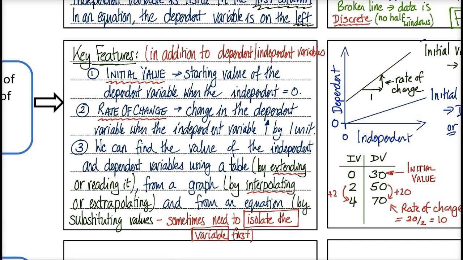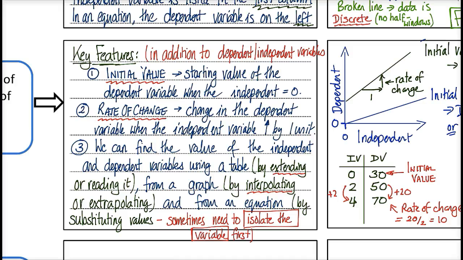If the values that we're interested in are already in the table or between the values of a table, we can just read from it or estimate. And if we need to extend the table forwards or backwards, we can do that. From a graph, we sometimes also have to continue the line forwards or backwards. Then we can interpolate, which means reading between the points on the graph, or extrapolate, which means reading beyond the graph by extending the line.